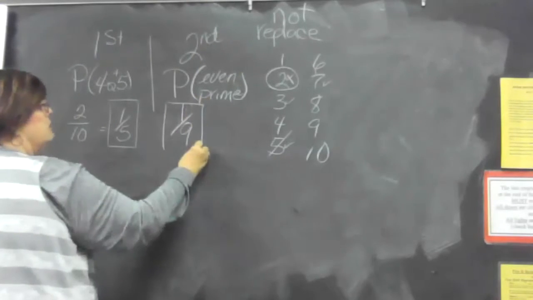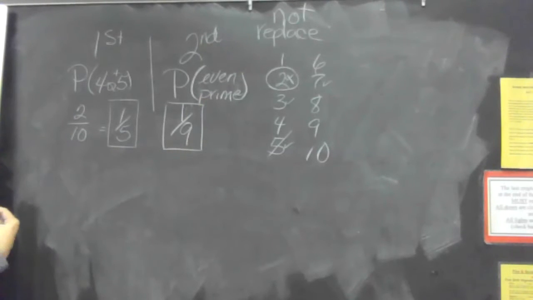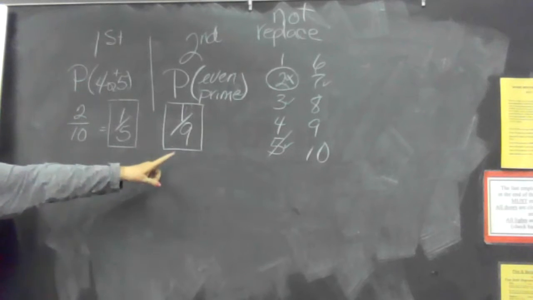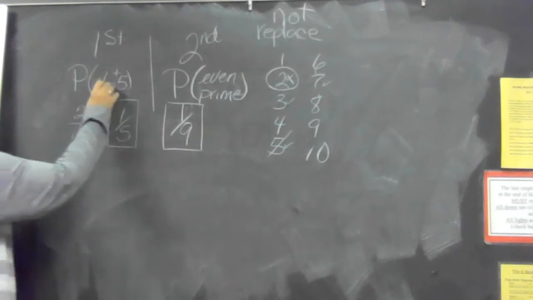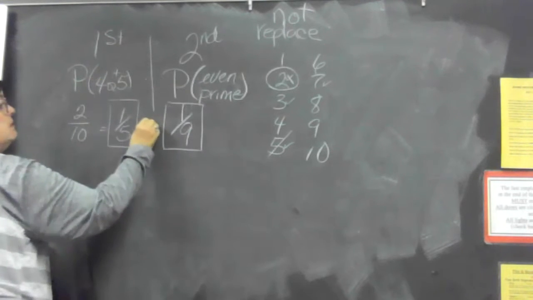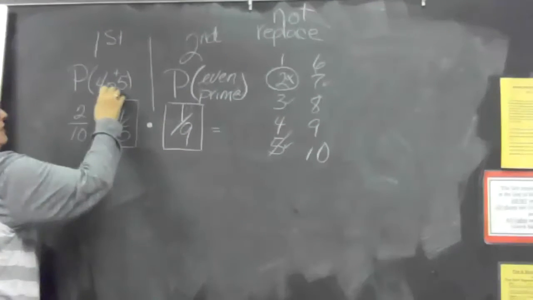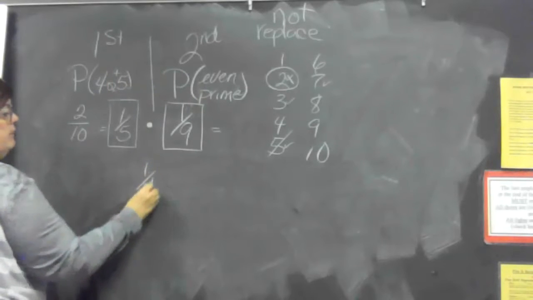So if we want both of these to happen exactly like they say, then it's an and. This has to happen and that has to happen the way they said. 6 is even, but it's not prime. And so if they have to happen like this, then we're going to multiply. And so the probability of these happening exactly the way they say is 1 chance out of 45.